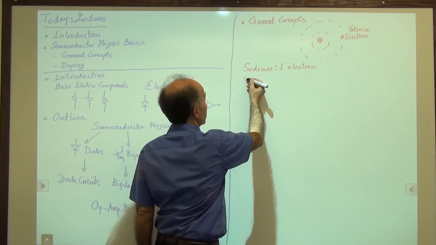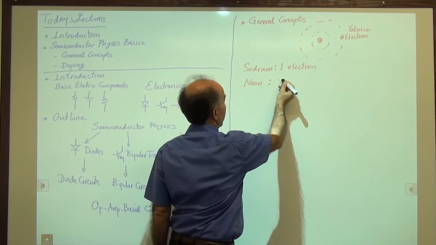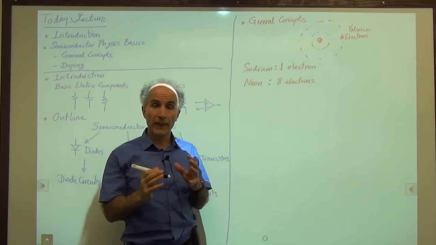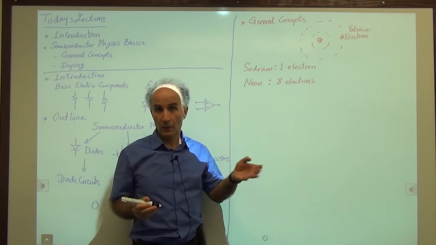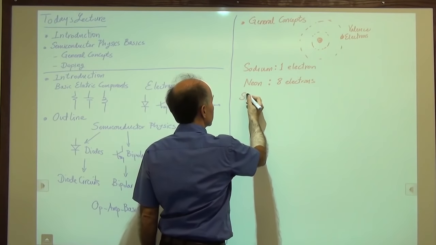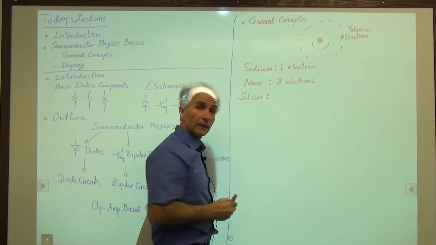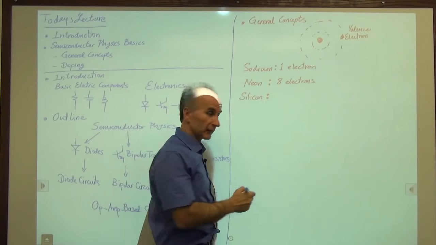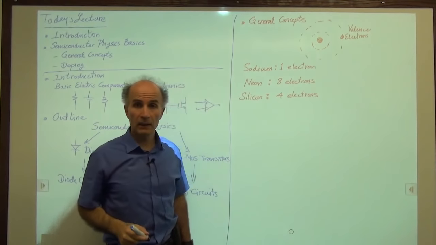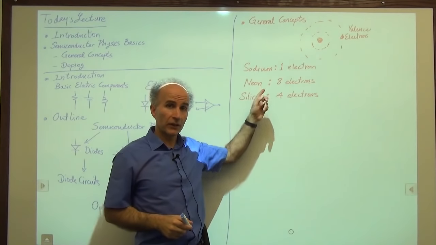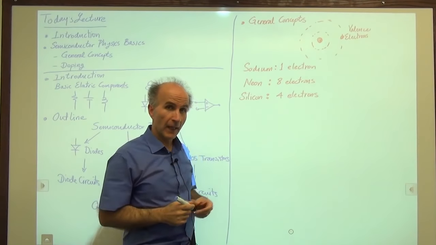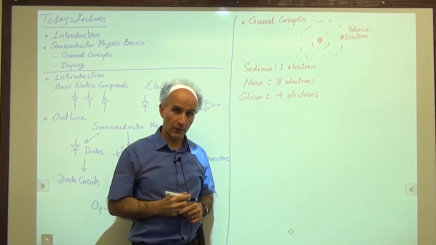Then we have, for example, neon, which has 8 electrons, and that means that its last orbital is complete. So it has no tendency to interact with anything else. We call it a noble gas, so it has no interaction. All right. And then we have, for example, silicon. And silicon happens to have 4 electrons in its outermost shell. So silicon is not as reactive as sodium, or as non-reactive as neon. It's somewhere in between. So it could interact with other atoms to some extent. And this is the foundation for semiconductors that we study in this course.